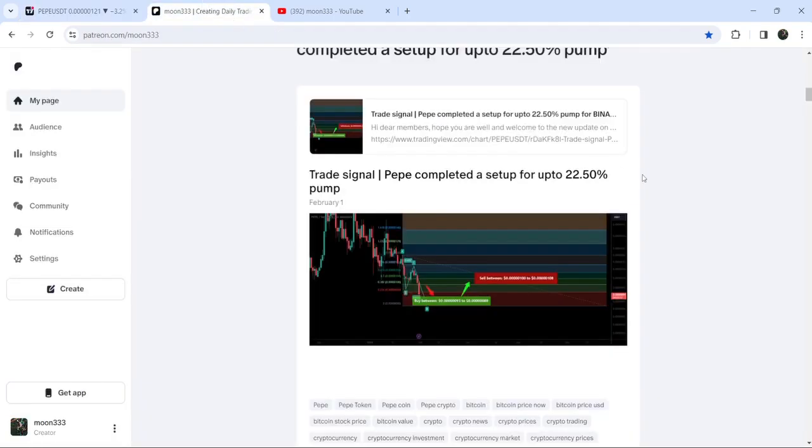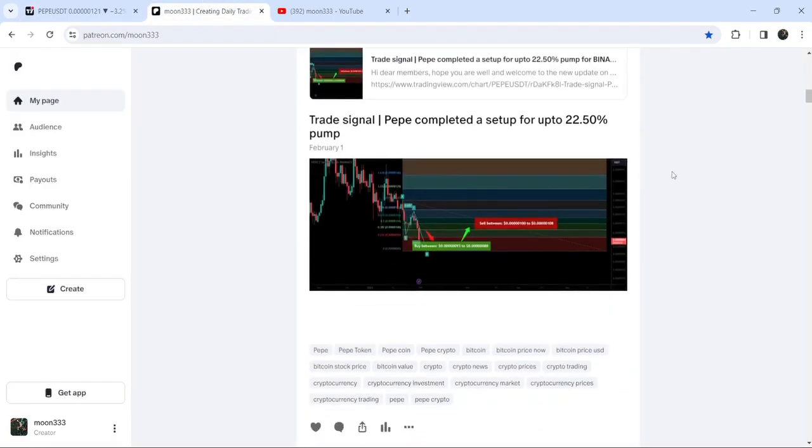And I would also like to share with you my most recent trade signal for PEPE that I shared a few days ago on 1st of Feb 2024 with the members. And so far, this move has produced almost 50% very massive pump.